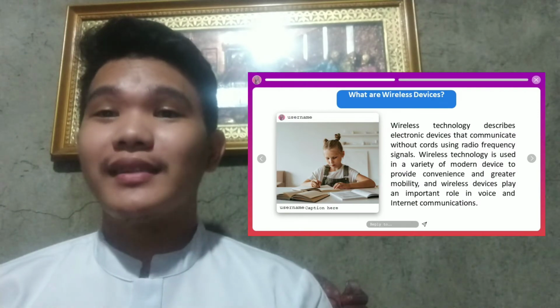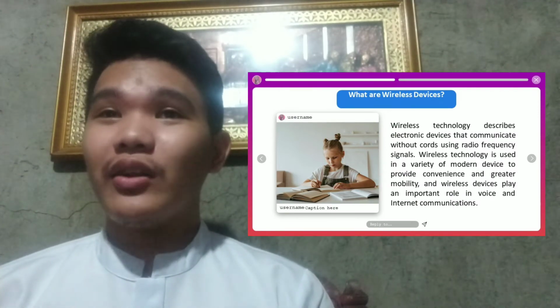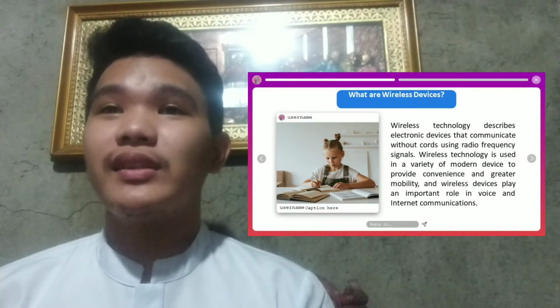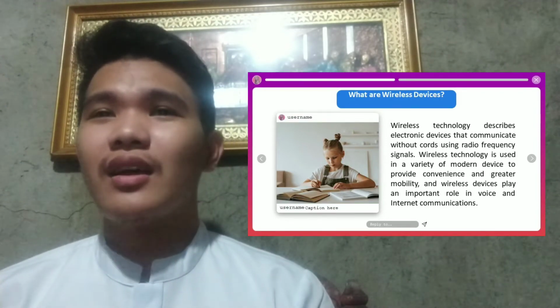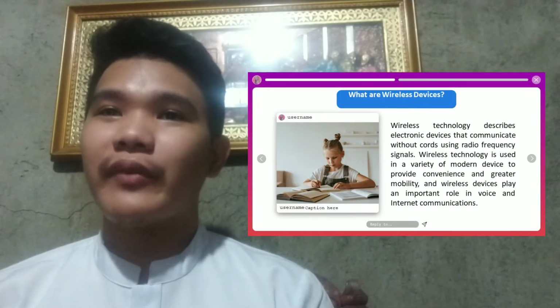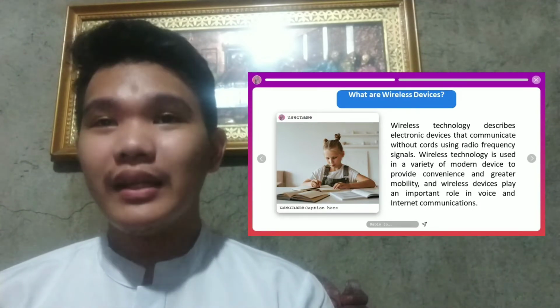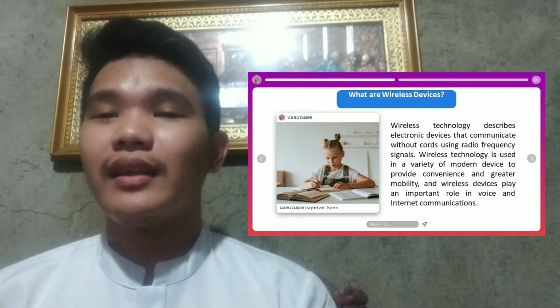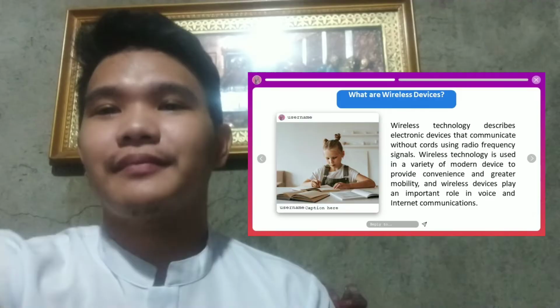Next is about wireless devices. Wireless technology describes electronic devices that communicate without cords using radio frequency signals. Wireless technology is used in a variety of modern devices to provide convenience and greater mobility, and wireless devices play an important role in voice and internet communications.